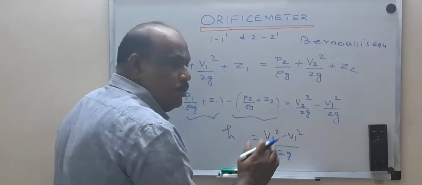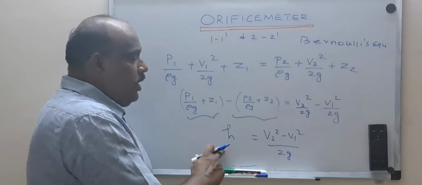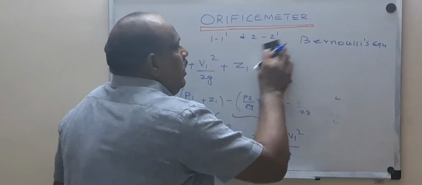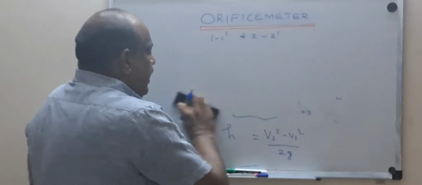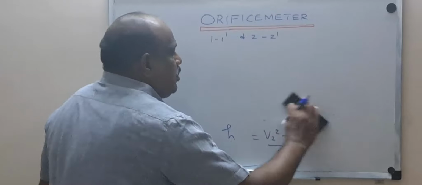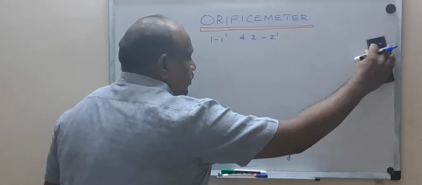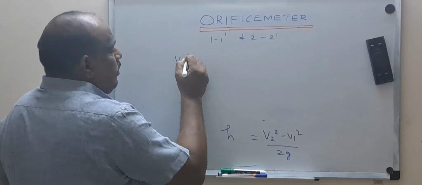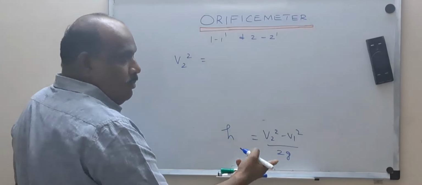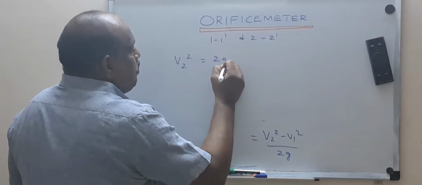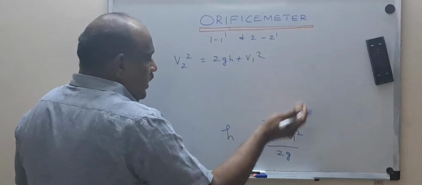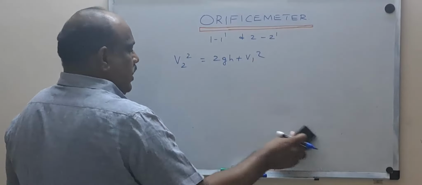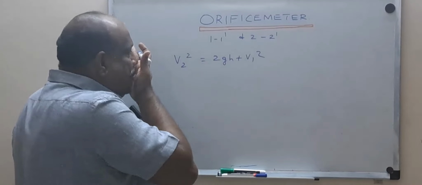H equal to V2 squared minus V1 squared by 2G. What I did, I took 2G as the LCM. So H will be equal to V2 squared minus V1 squared by 2G. Any doubt here? Okay, fine. We'll move further. Here it is only simple mathematics. Whenever there is physics, I will explain it to you. Otherwise, you can just follow me. It is simpler. From this I want to find V2 squared. So V2 squared will be equal to 2GH plus V1 squared.